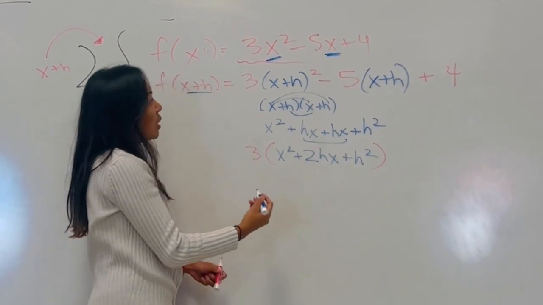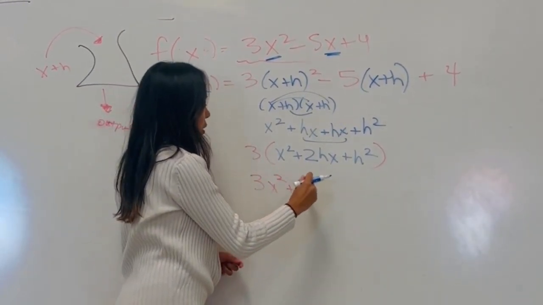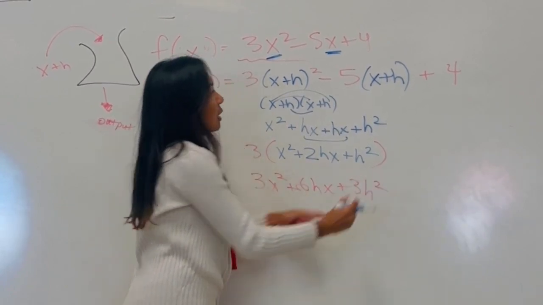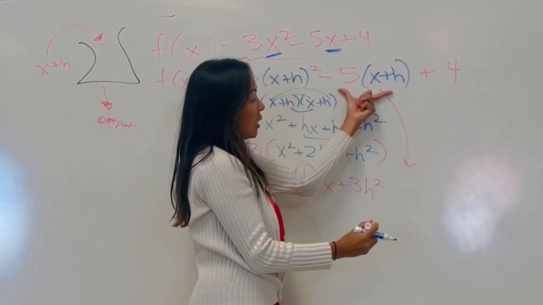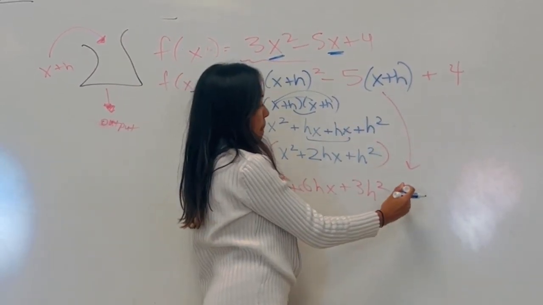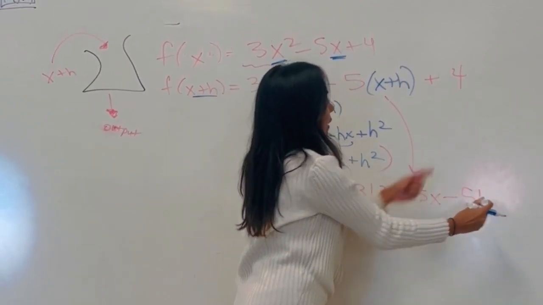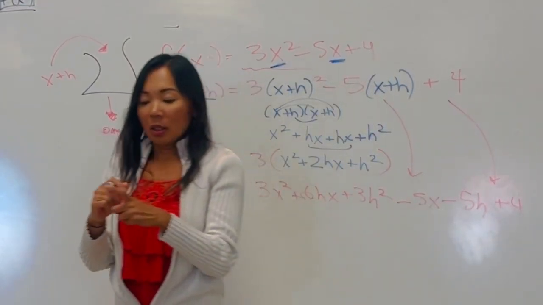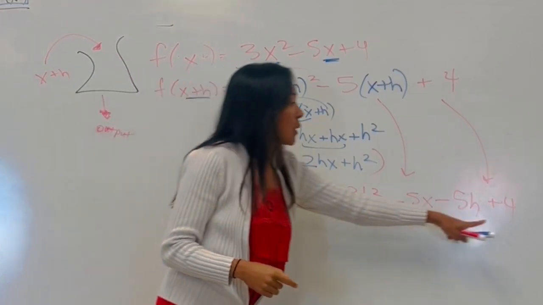Multiply this whole thing by 3, what do I get? 3x squared plus 6hx plus 3h squared. Great. And then here, bring this down, what do I get here? Negative 5x minus 5h. Great. And then bring this down, plus 4. Right? Are there any like terms that I could combine?